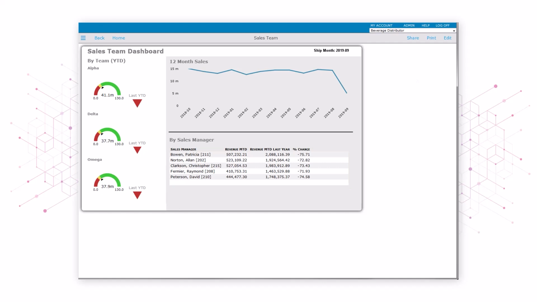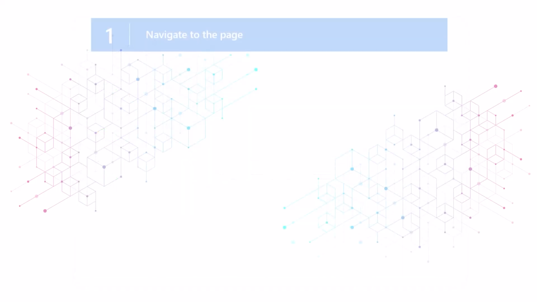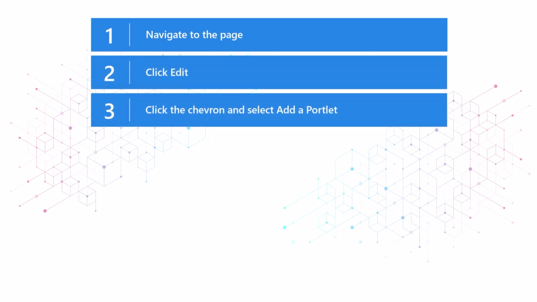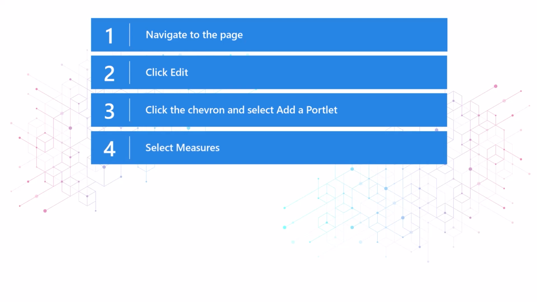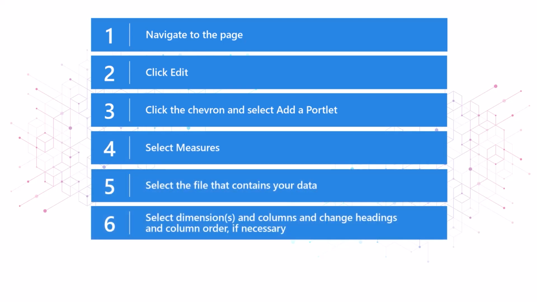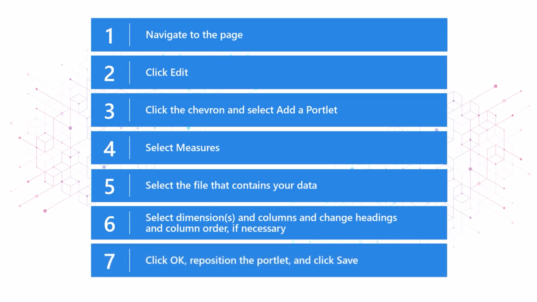So that's how you add a Measures Portlet to a page. You navigate to the page, click Edit, click the chevron and select Add a Portlet, select Measures, select the file that contains the data you want to display, select the dimension and columns you want to display, and make any changes necessary to the column headings and column order. Then click OK, reposition the portlet, and save your changes. And that's how you integrate tabular data into your DivePort site.